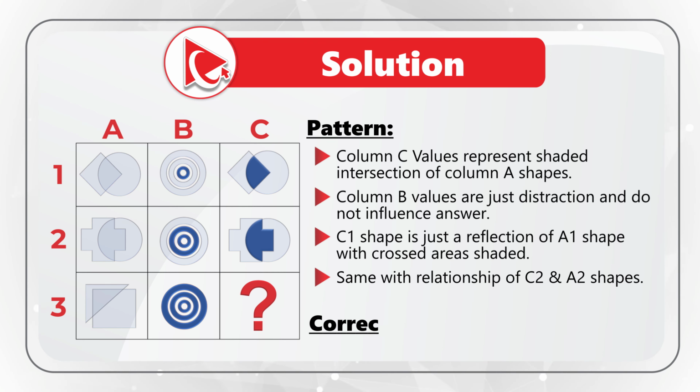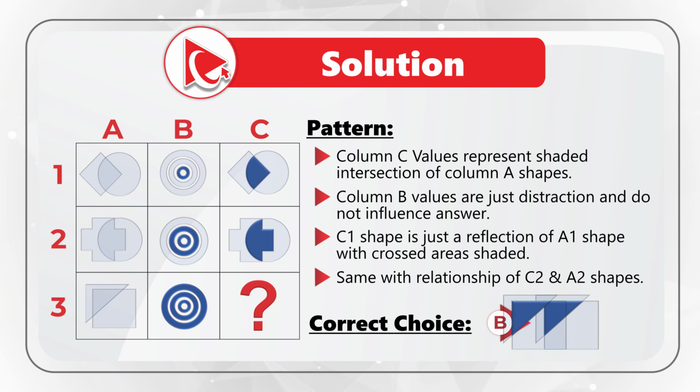Considering this, the correct choice here is choice B, where triangle and square are intersecting, and there's a shaded gray area on the intersection. Do you have a better solution?